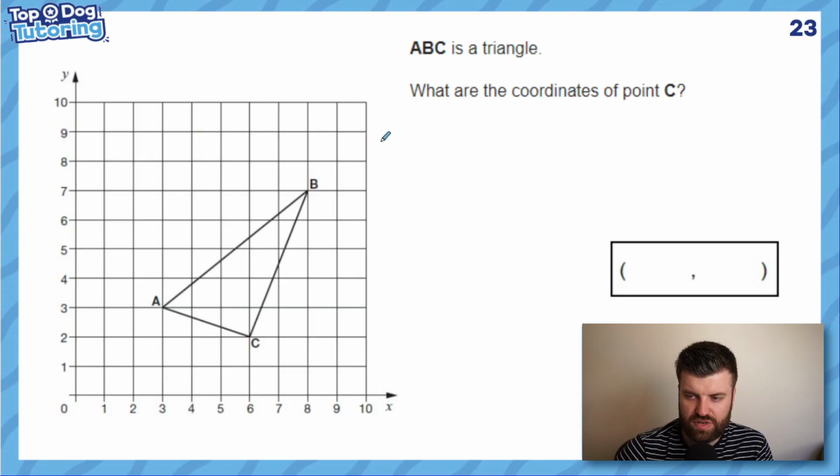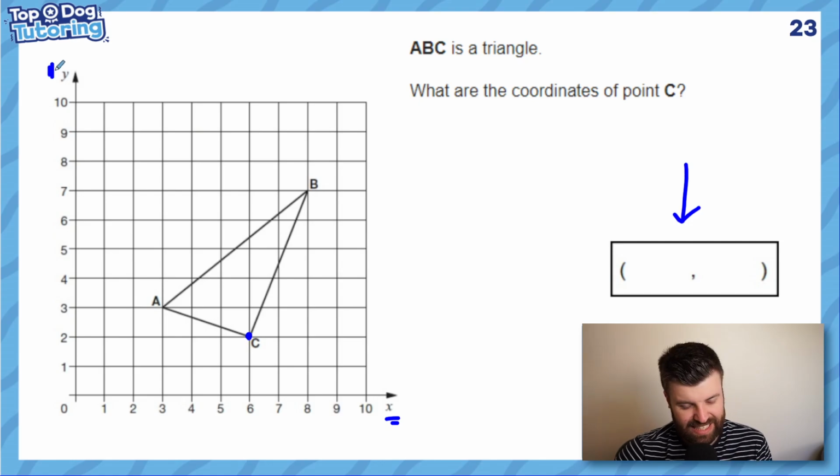So ABC is a triangle. What are the coordinates of point C? Coordinates come under geometry. Okay, I'm not going to tell you how to do coordinates. I'm not even going to pause the video. I'm going to let you have a go right now. What are the coordinates of point C? So find point C here. How would we write these coordinates? We're even given the brackets and the comma. The only thing you're going to have to do is think, do I go across the x-axis first or up the y?